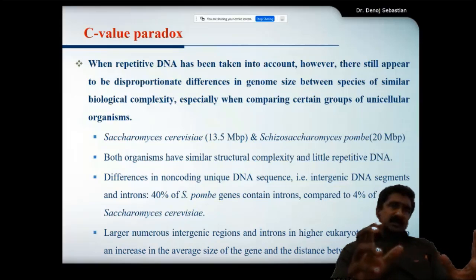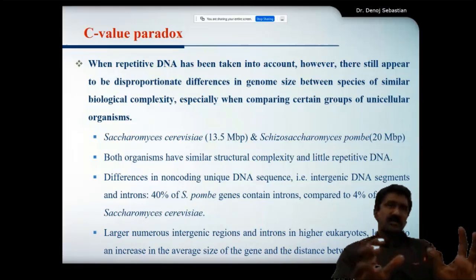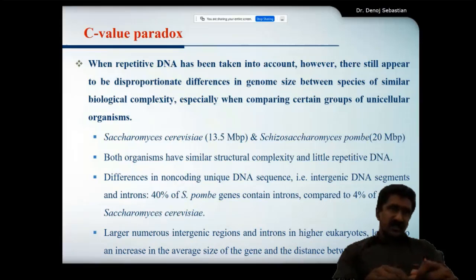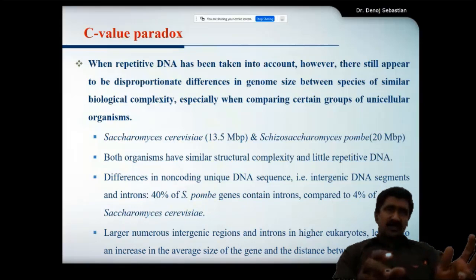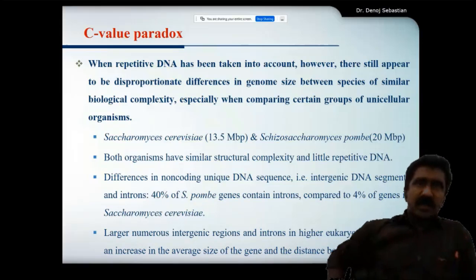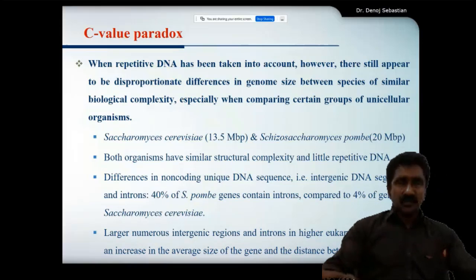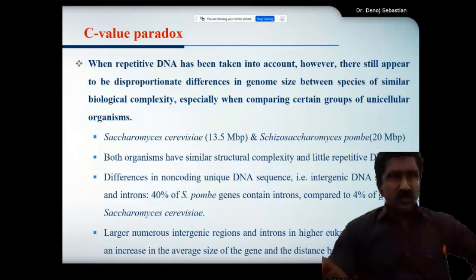Now, when repetitive DNA has been taken into account, however, there appear to be disproportionate differences in the genome size between species of similar biological complexity, especially when comparing certain groups of unicellular organisms. In the case of these unicellular organisms, there are disproportionate differences in the genome. Some examples were also given there.